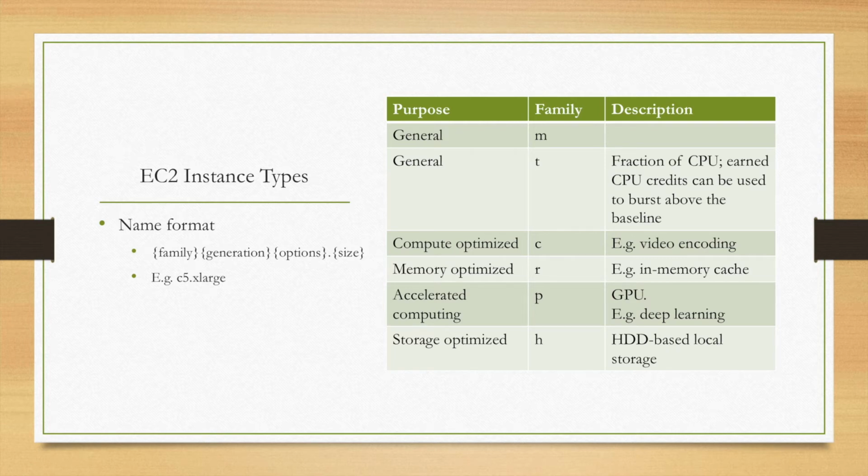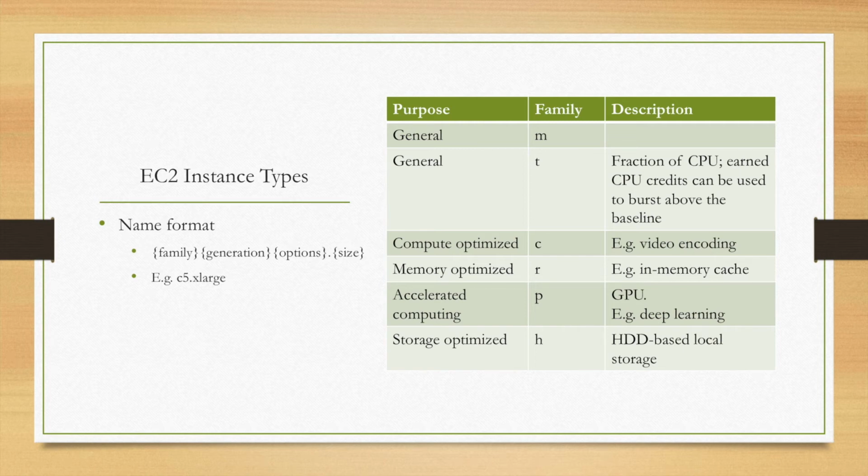For EC2, AWS also provides different instance types. We can see in the table that it provides general types, and some types focus on compute, some on memory, some on local storage. For the instance type, we can know what it is used for based on its name format. The name format is always family, generation, options, dot, size. For example, c5.xlarge.